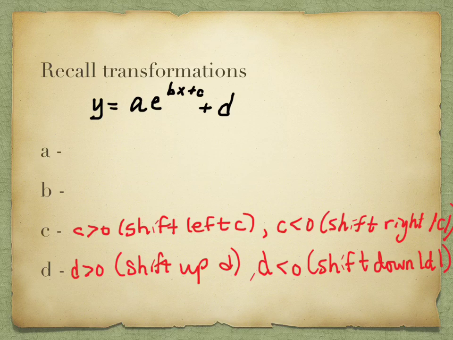We'll do it in order. A is actually affecting the outer edges of the graph. This is a vertical stretch. Let me do A greater than 1 first. If A is greater than 1, then this is a vertical stretch.